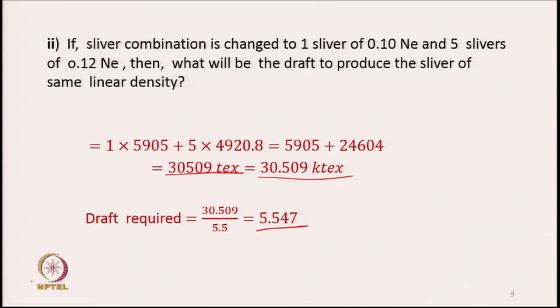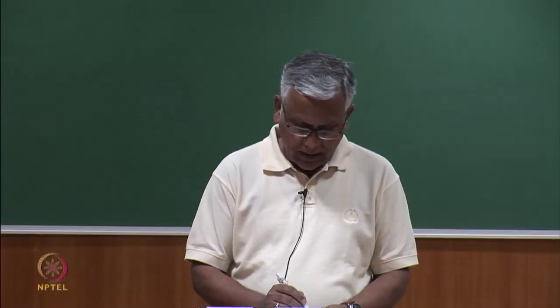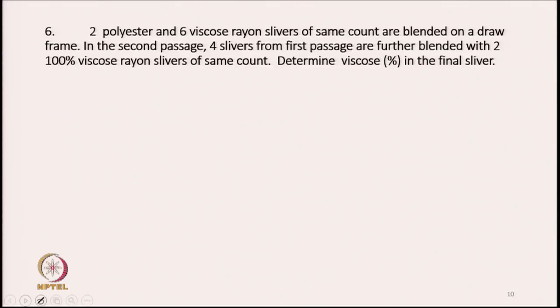Okay. So, from there we go to another problem now. Read the problem. 2 polyester and 6 viscose rayon slivers of same count are blended on a draw frame. The 2 and 6 counts are the same. In the second passage, 4 slivers from the first passage are further blended with 2 slivers of 100% viscose rayon of the same count. Determine the viscose percentage in the final sliver.